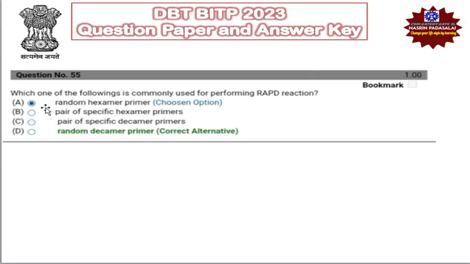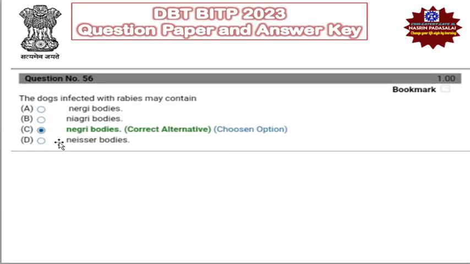Please do tell me. Next, which one of the following is commonly used for performing RAPD reaction? The correct answer for this question is random decamer primer, which is an oligonucleotide primer consisting of 10 different nucleotide bases. Whereas if you take this random hexamer primer, it is generally employed for the cDNA synthesis.